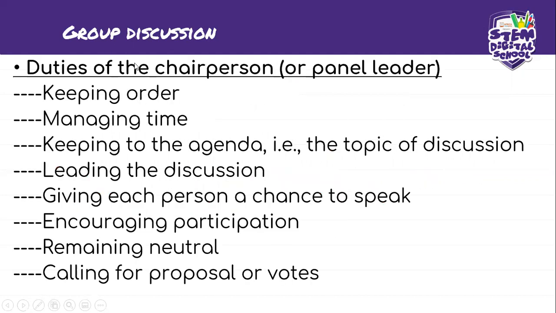So remember, even in a group discussion, there is a chairperson or a panel leader. They keep order, to make sure that everything is in order. They manage time to make sure that the discussion doesn't drag longer than it should. If the discussion is, I think for us it could be 20 or 25 minutes, then it should be like that. It should not really drag, because there are other classes after this one, and I also have another class after this one. So we need to manage time to make sure that this lesson ends and there's nothing we leave unfinished.